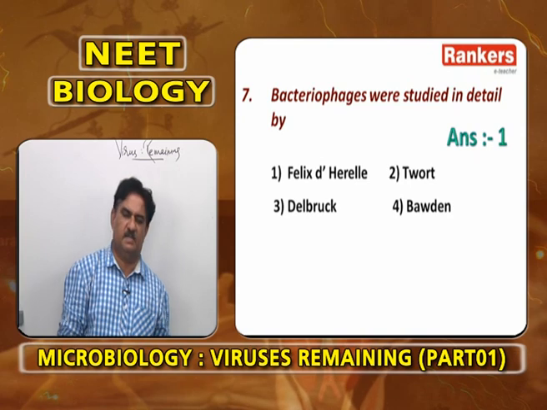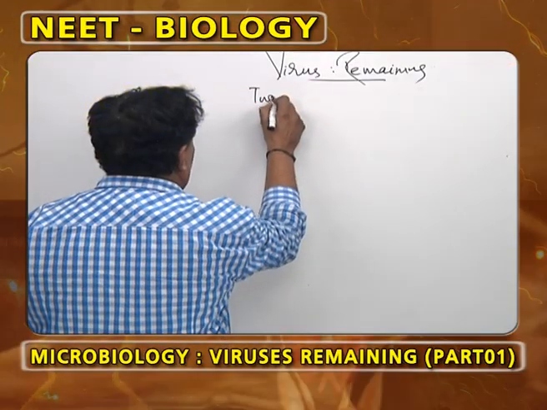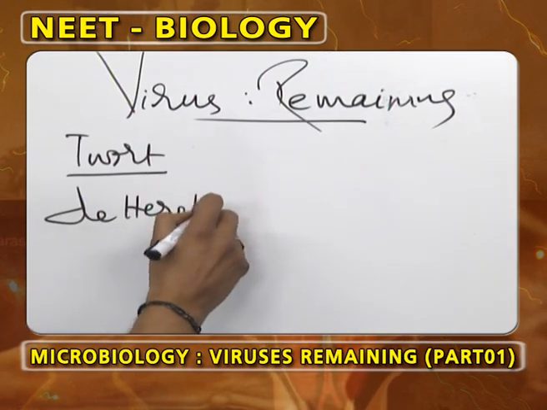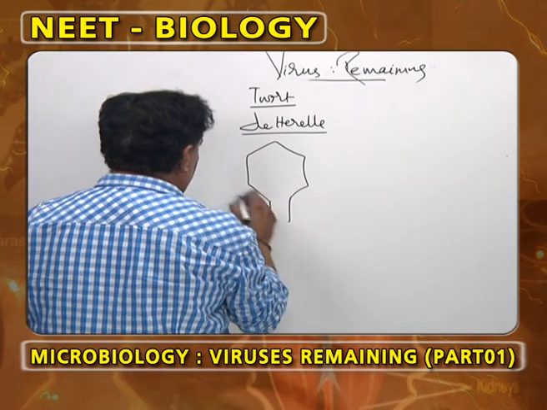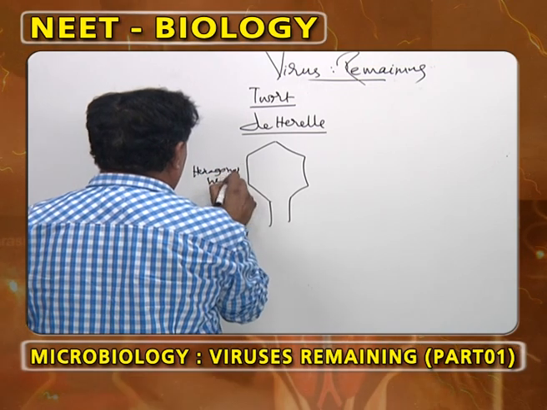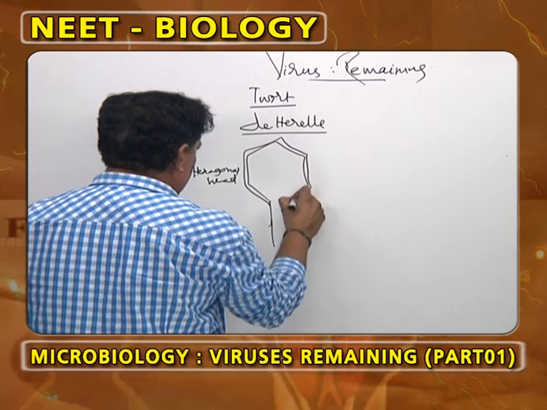Bacteriophages were discovered by Twort. They were studied in detail by D'Herelle. He was the scientist who proposed that every bacteriophage has a hexagonal head and a narrow tail.